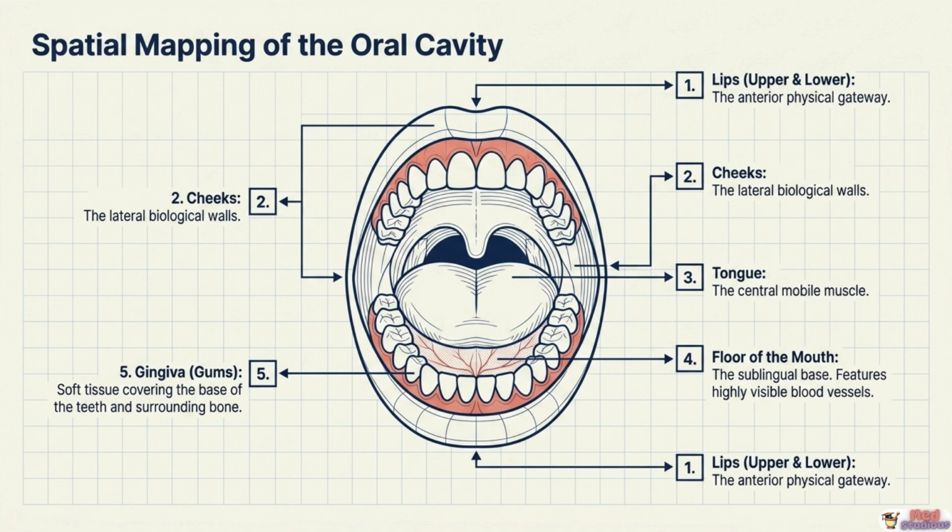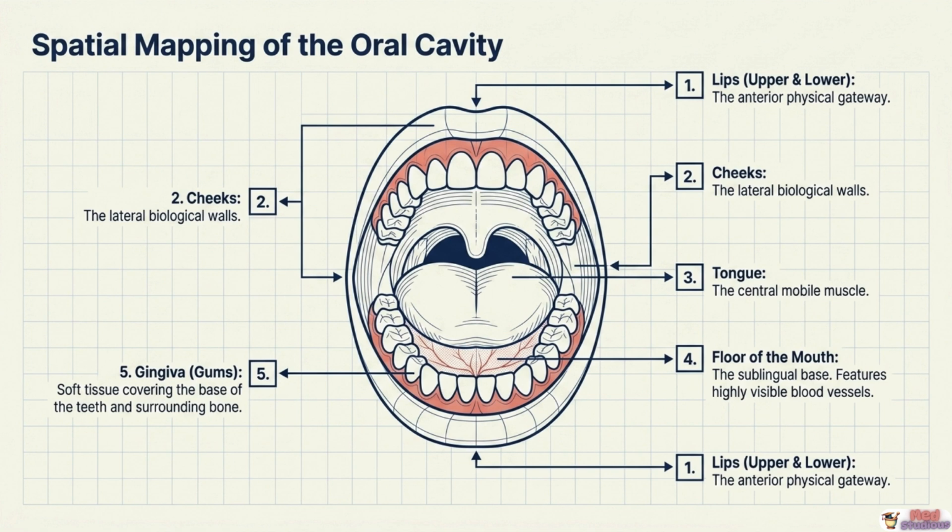Fourth, the floor of the mouth, the sublingual base beneath the tongue, clinically important because it's richly supplied with visible blood vessels, making it a key site for rapid drug absorption and for spotting certain pathologies early. And fifth, the gingiva, commonly called the gums, the soft tissue that hugs the base of every tooth and covers the underlying bone, forming a protective seal around each tooth's neck.